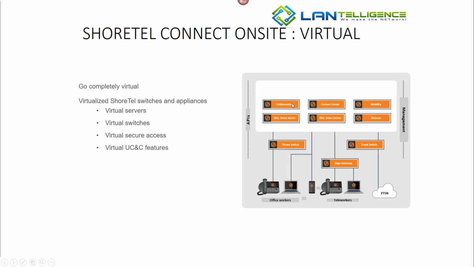So the collaboration server is virtual. Contact center software has been on a virtual machine for a long time. Mobility is a virtual appliance. Distributed voice server, DVS, can also be a virtual appliance.